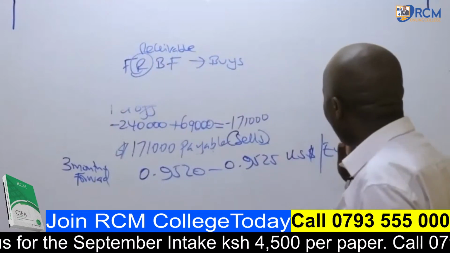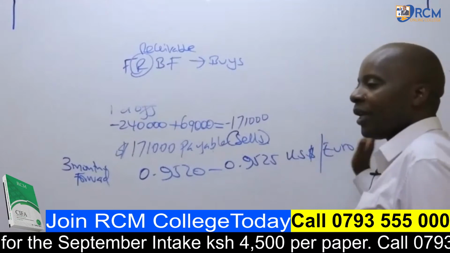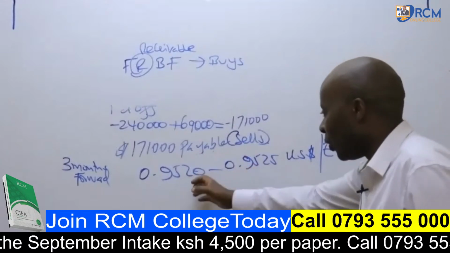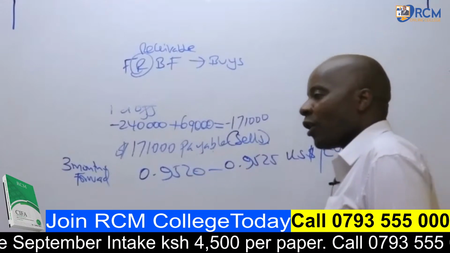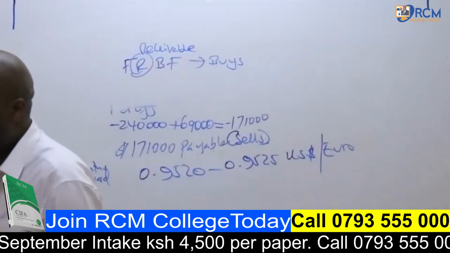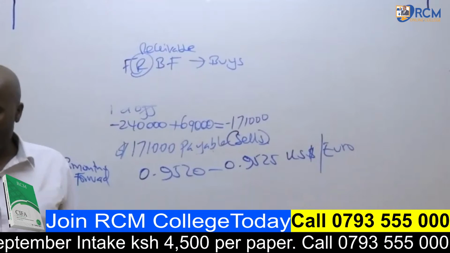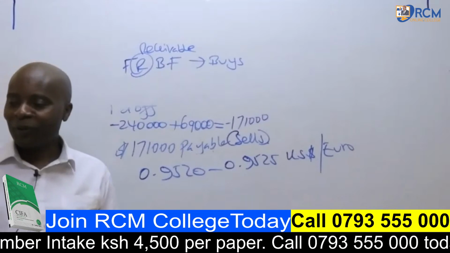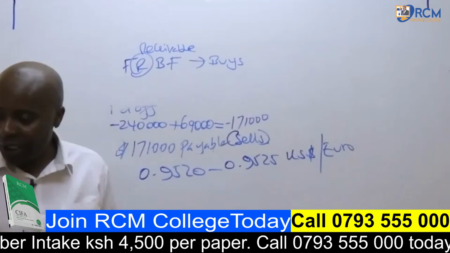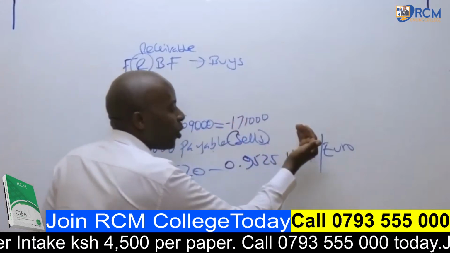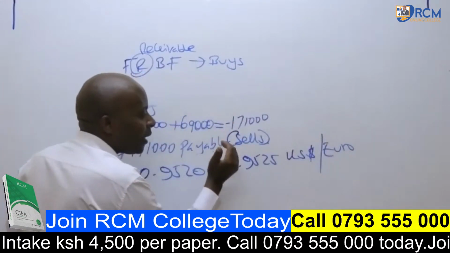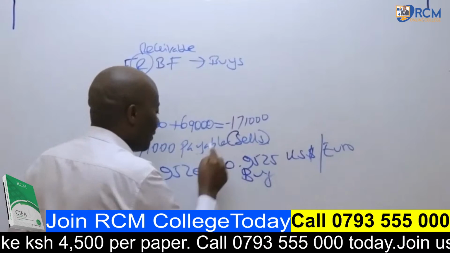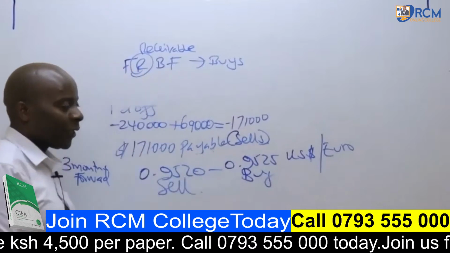Ladies and gentlemen, given that the euro is on the right-hand side, my home currency is on the right-hand side. Which figure between the two will be the buying rate? Because normally the buying rate is positional to my home currency. I can see they are telling me it is 0.9525. Because the euro is the right-hand side currency, the right figure here becomes the buy, and this becomes the sell, like that.